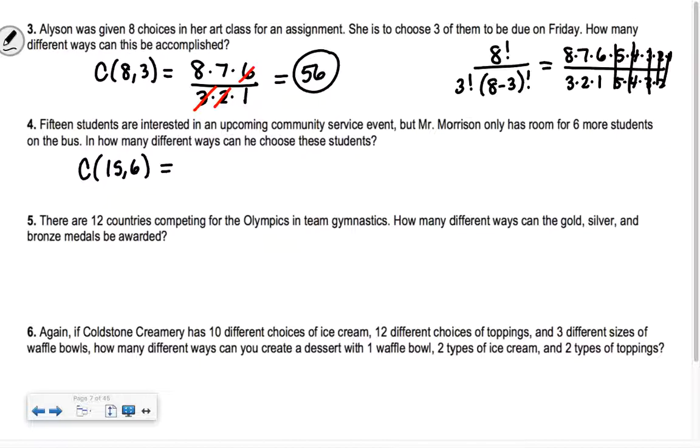So this one's harder to do without a calculator. So we do 15, we go over to nCr, 6, it ends up being 5,005.